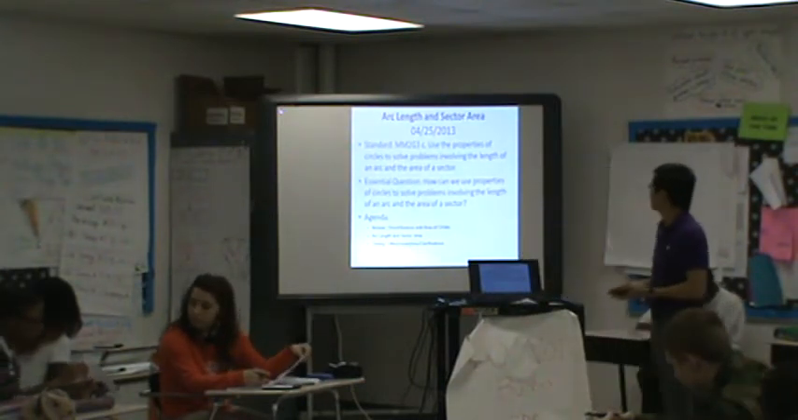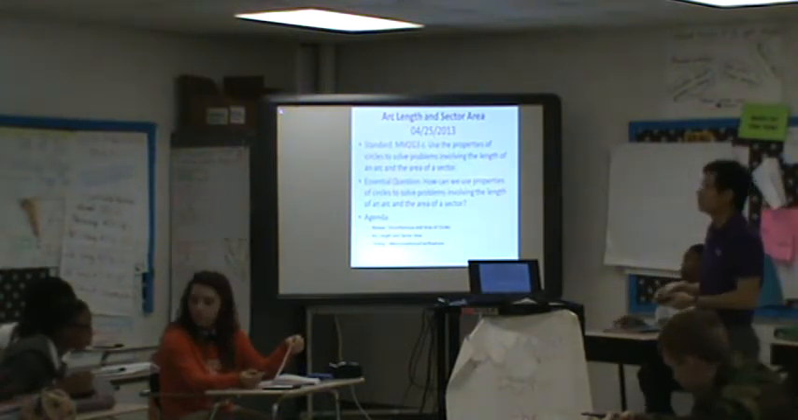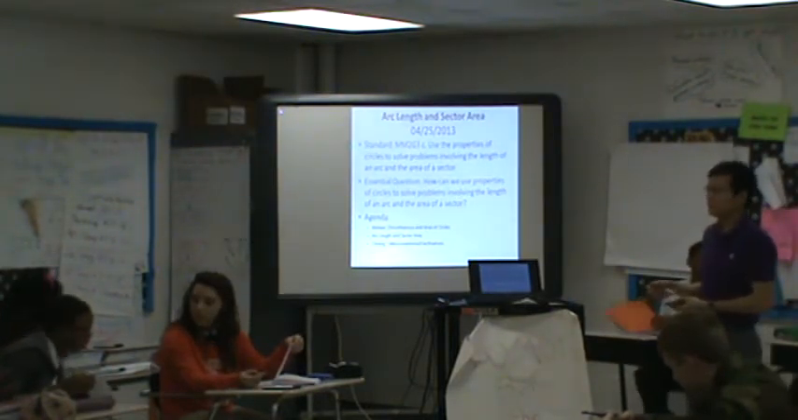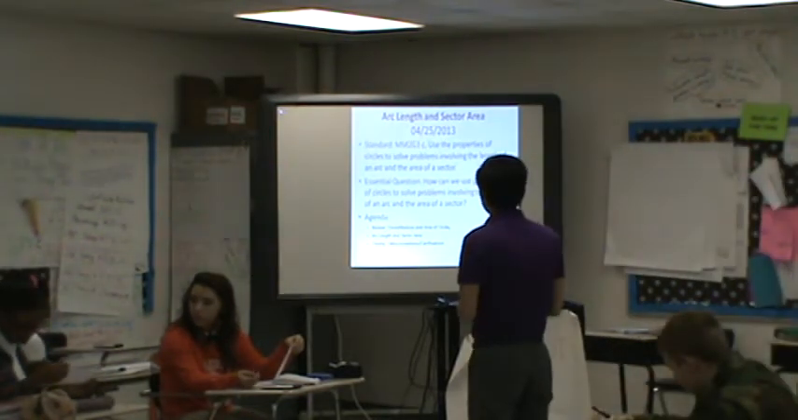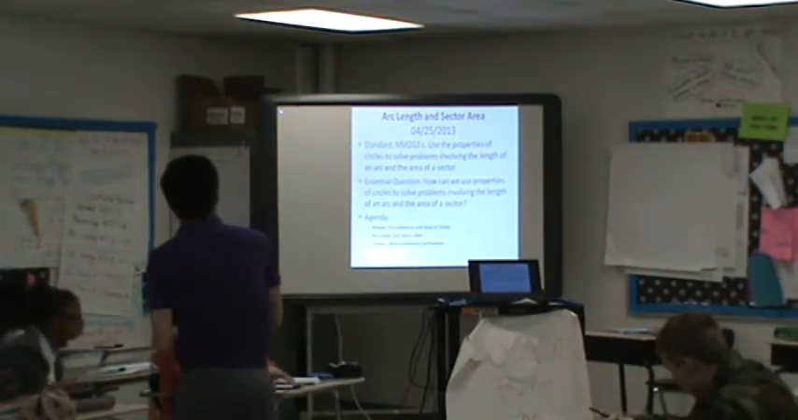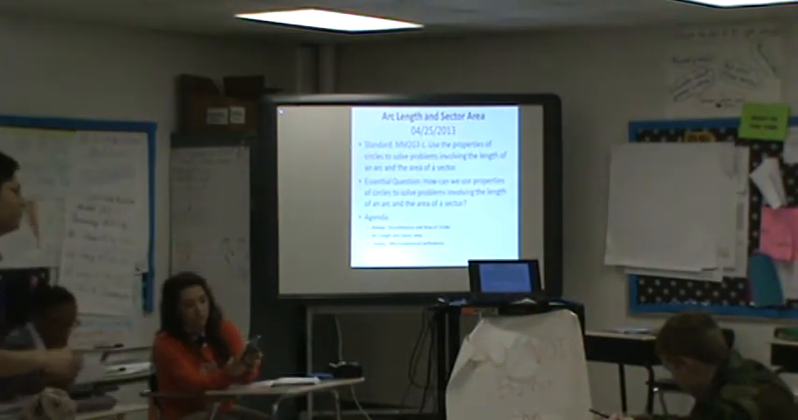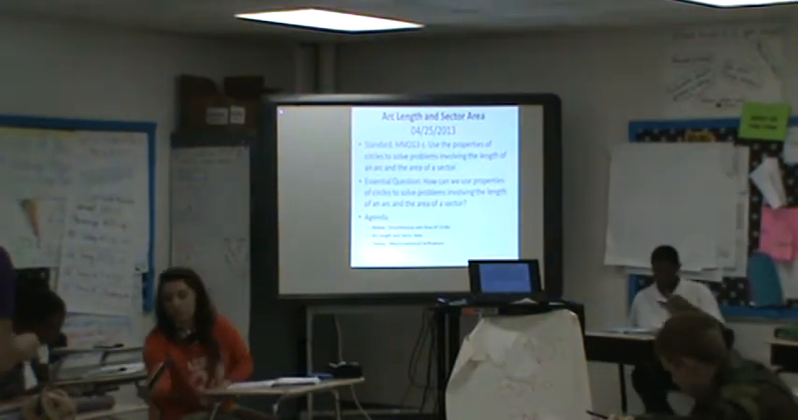Now the standard for today is I'm using properties of circles to solve problems involving the length of the arc and the sector area, the area of the sector. By the end of today's lesson, you should be able to solve problems involving arc length to find the length of an arc and the area of a sector.